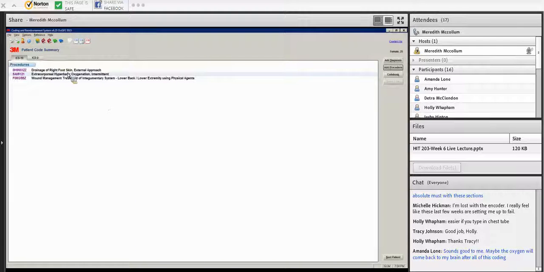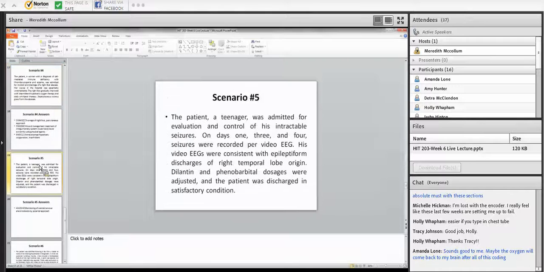So in this case, these are the ones you would have. Drainage of the right foot, they did the hyperbaric oxygenation, and then the wound management therapy. So those are your three for that one. Then they did a video EEG, and that was it on that one.